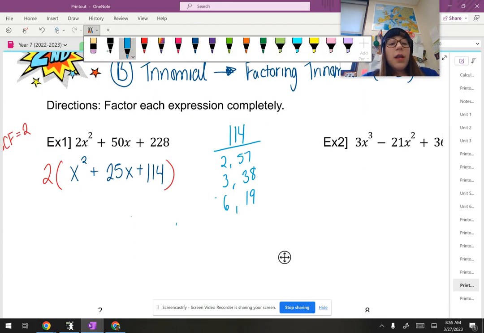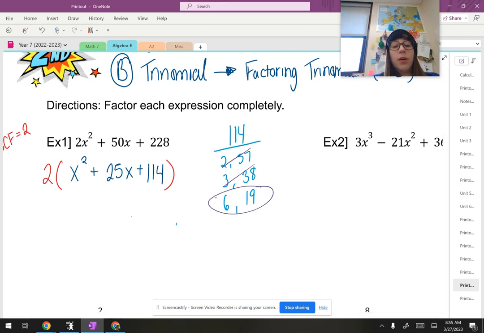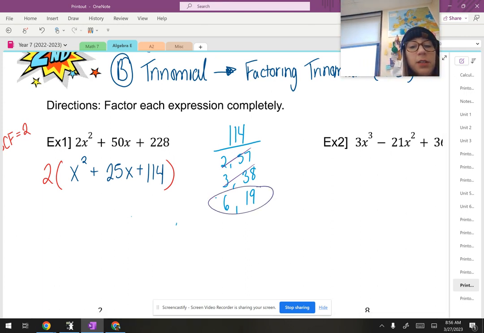All right, so again, we're using our factored expression that we took the GCF out of. We're not going back to the original yet. So we're trying to get one of these pairs that adds up to 25. Definitely not 2 and 57, definitely not 3 and 38. 6 and 19 is the way to go because 6 plus 19 gives me 25.